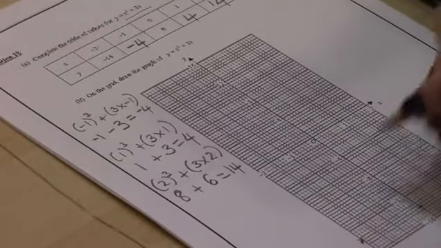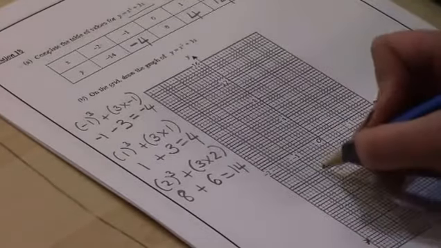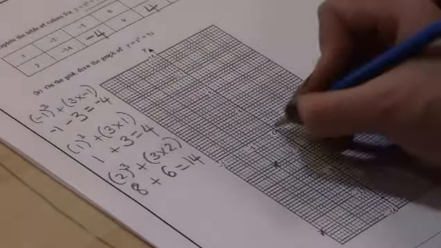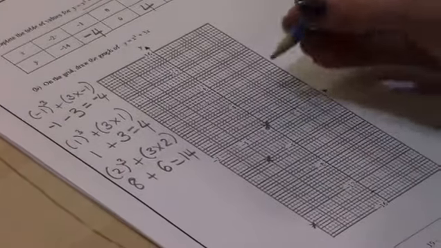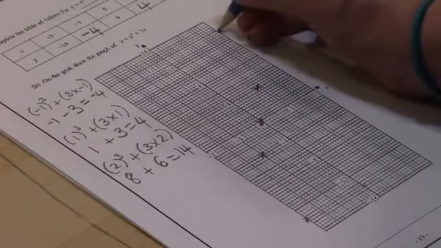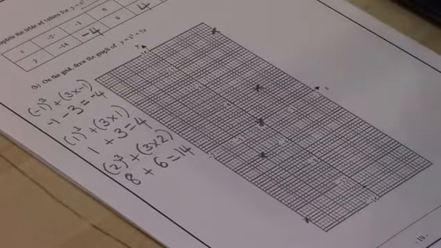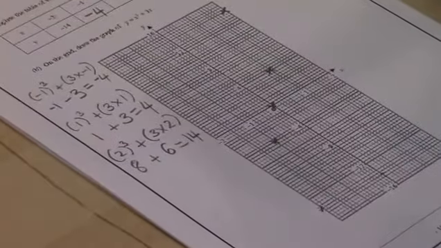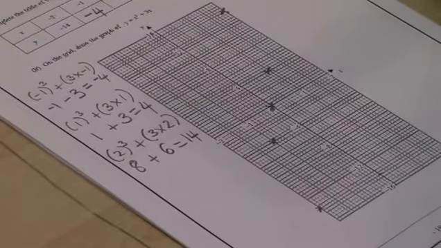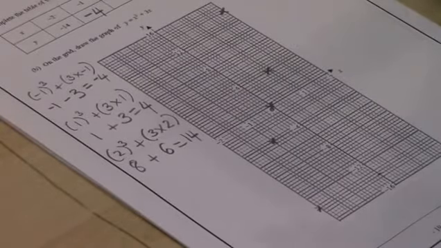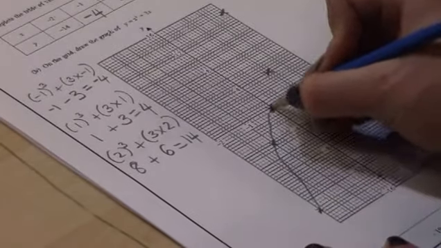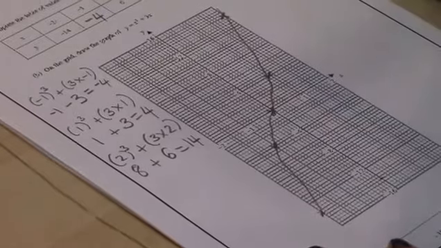Plot your point. Then I'm plotting the point minus 1, minus 4, which is a bit easier to plot. Then I'm plotting the point 0, 0. Then I'm plotting the point 1, 4. Then I'm plotting the point 2, 14. Now, from looking at your graph, you can hopefully see that you are not getting a straight line. If you've got an x squared graph or an x cubed graph, you are not expecting a straight line. So the way we join up this graph is with a smooth curve going through all the points. Like so.